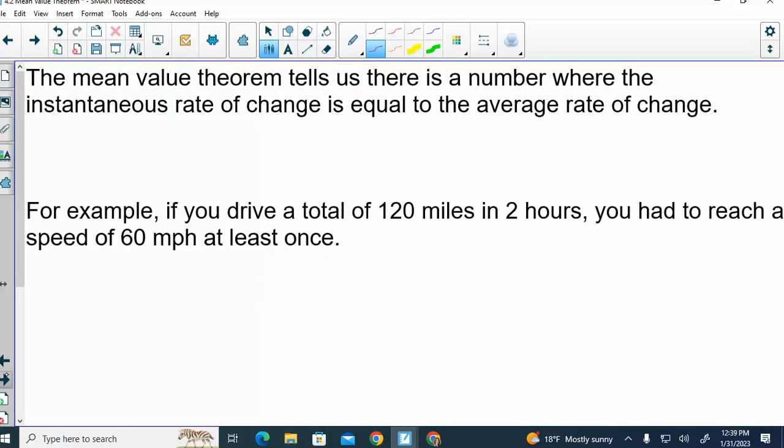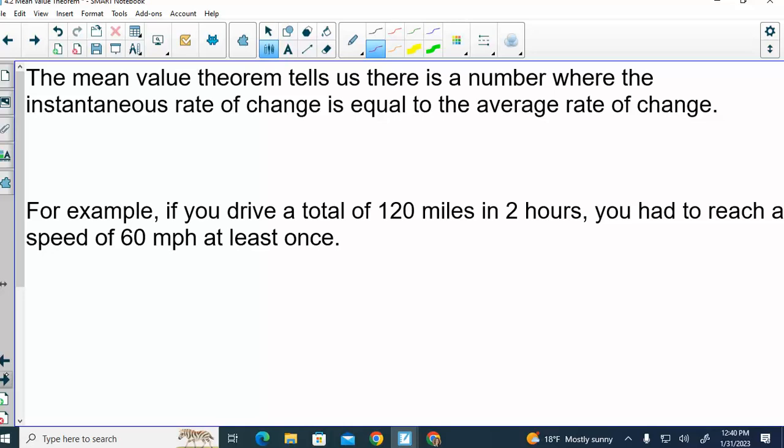So the mean value theorem is really saying that there's always a number where the instantaneous rate of change, or the derivative, is equal to the average rate of change, or the slope. If you think about it in terms of speed, so it's something we can relate to.